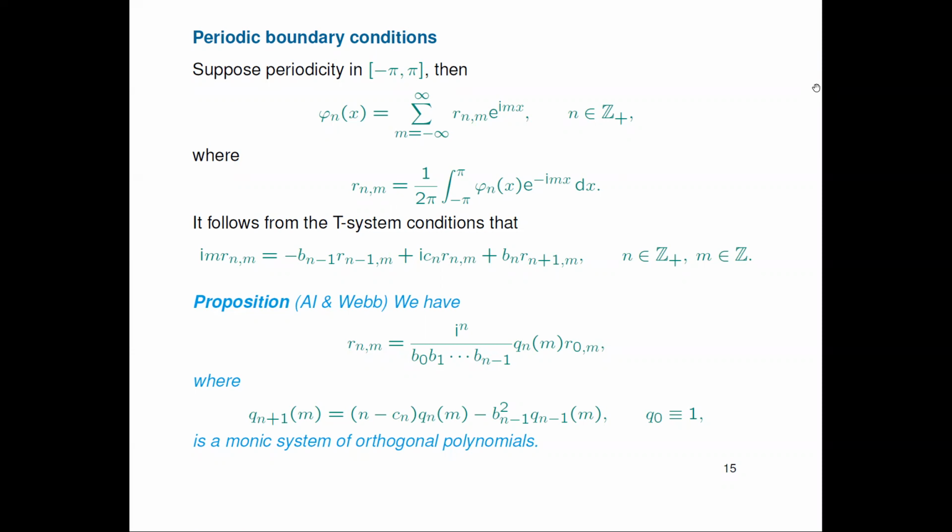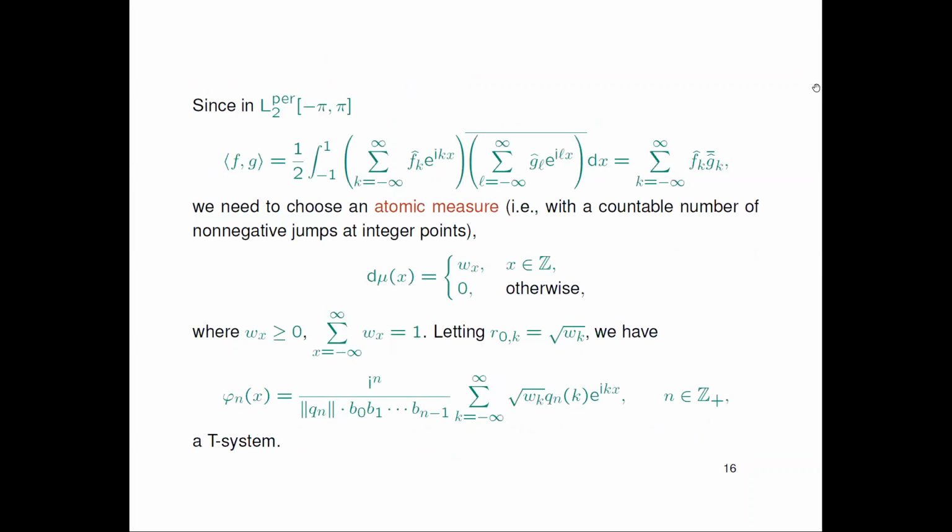But these orthogonal polynomials have an atomic measure. Essentially, the underlying measure has jumps at integer points and is flat otherwise. So phi n is this function here, where we have a measure that jumps w x at integer point x and is 0 otherwise.